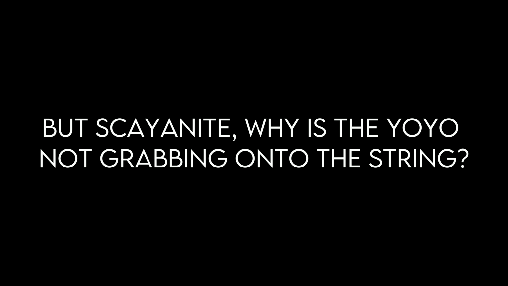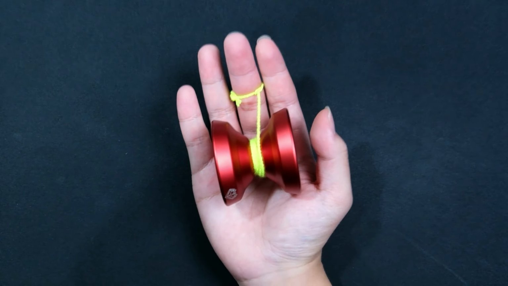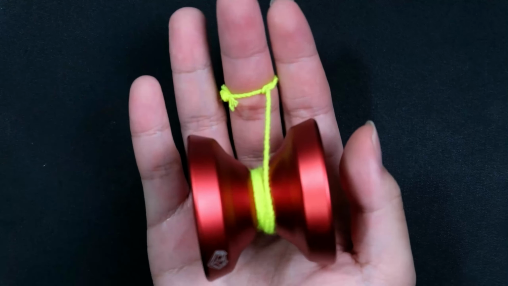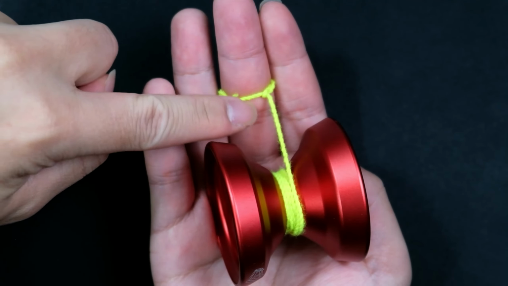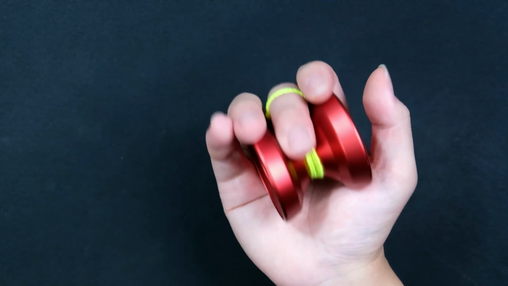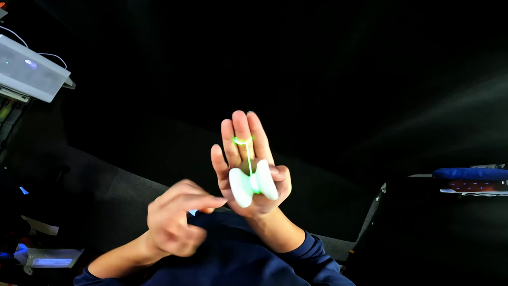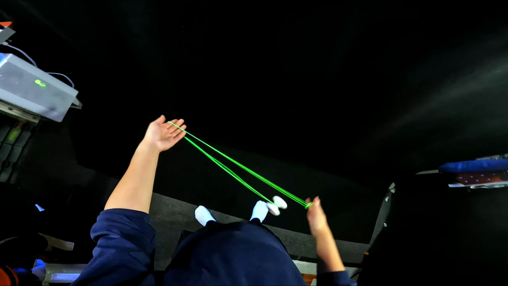But Thionite, why is the yo-yo not grabbing onto the string? It's most likely because you're holding the yo-yo incorrectly. All you have to do is make sure the lead of the string is visible at the top when you're holding it with your palm. If the string is at the back, it's not gonna let the yo-yo unspool itself when you throw it. But if you were holding it correctly, it's gonna smoothly unwind and you'll get a much better experience.